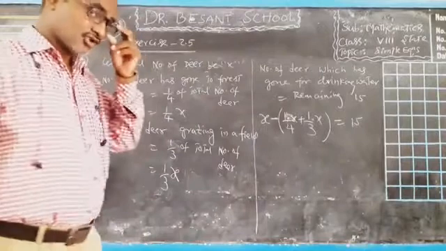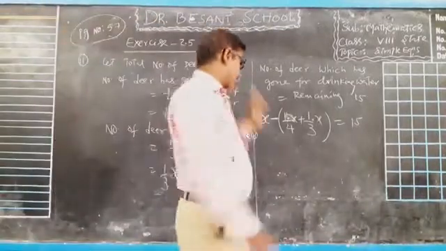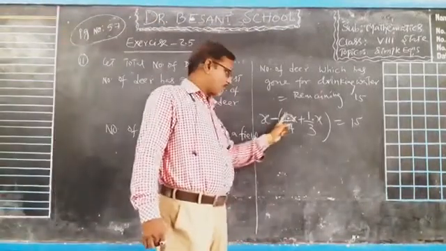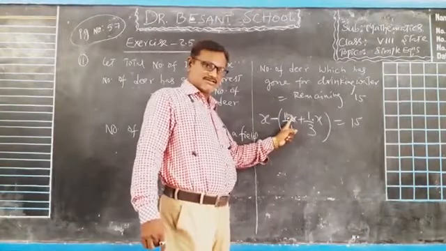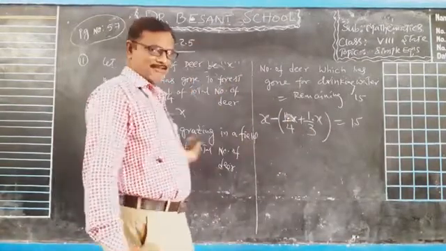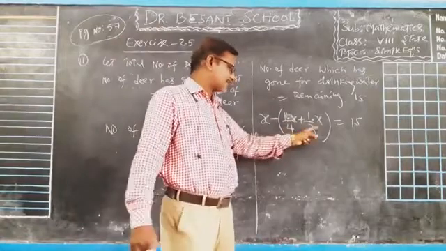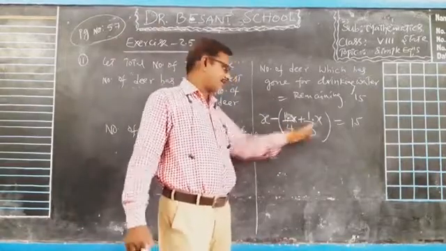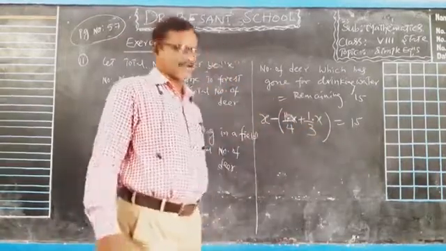Observe. So how did I design the equation? Total number of deer x. 1/4 of deer has gone for forest. 1/3 of deer has gone for grazing field. So adding these two, subtracting this sum from this total, then you get the remaining 15 that went for drinking water.